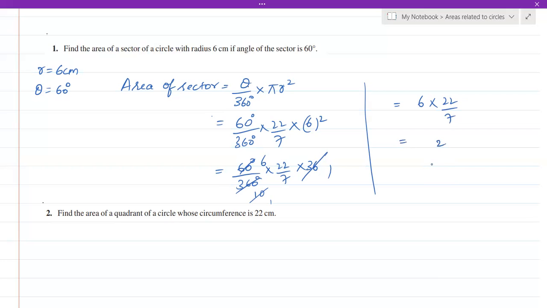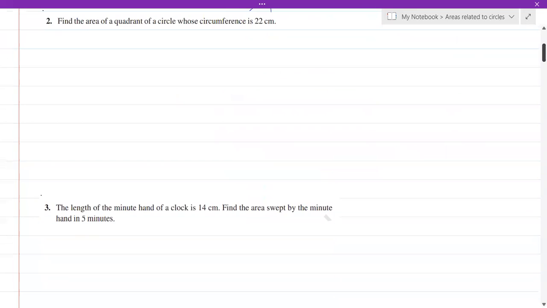6 twos are 12, 1 carry. Again 6 twos are 12, 12 plus 1 is 13. So 132 by 7 centimeter square. That's the required area. So the area of a sector is given by theta by 360 into pi r square. You know the value of theta and r, substitute and calculate. Remember, only if they mention the value of pi do we take it, otherwise the value of pi is 22 by 7 in all the calculations.